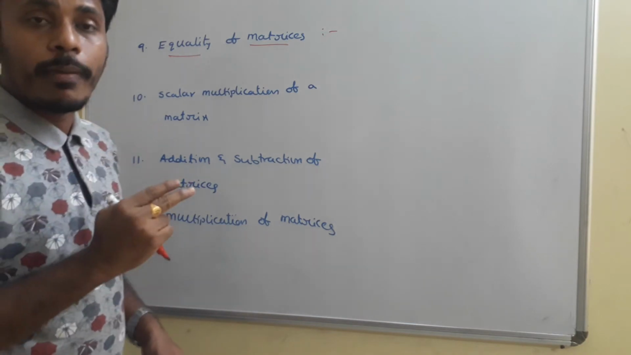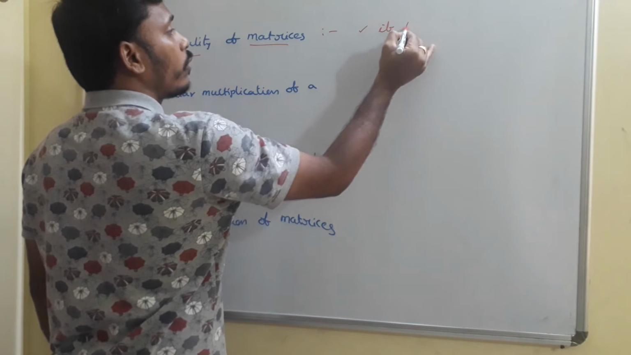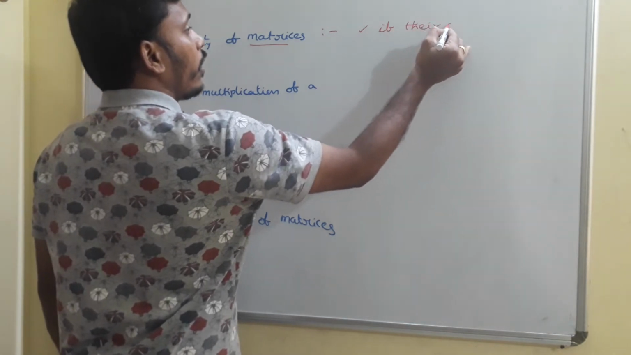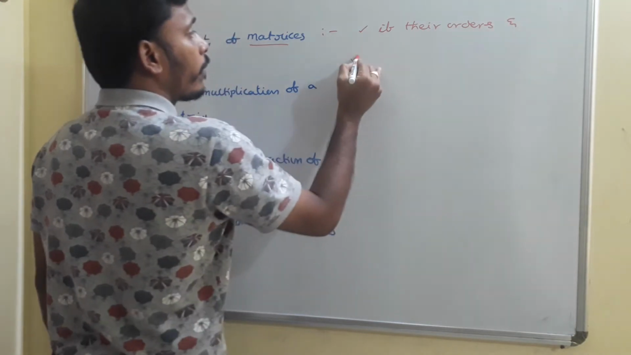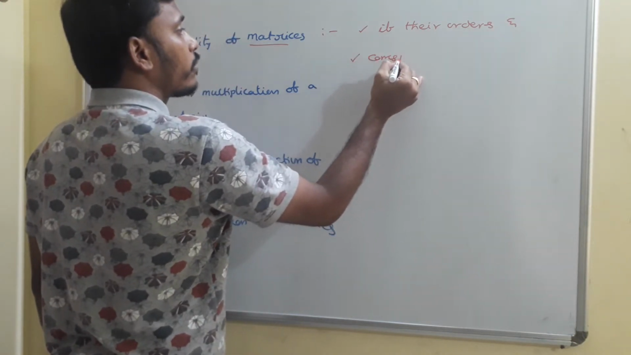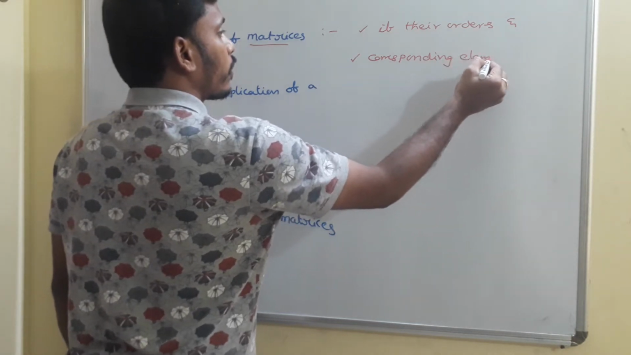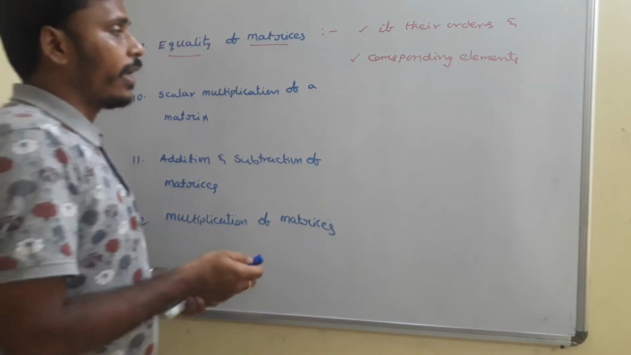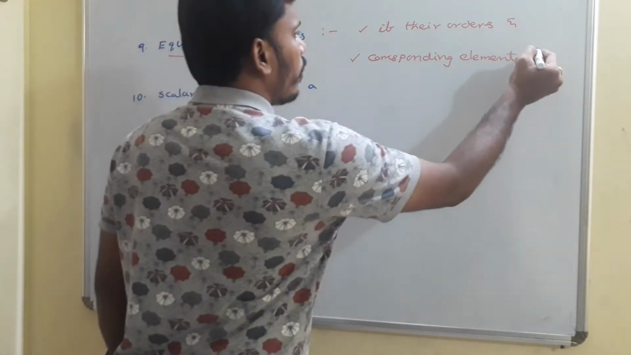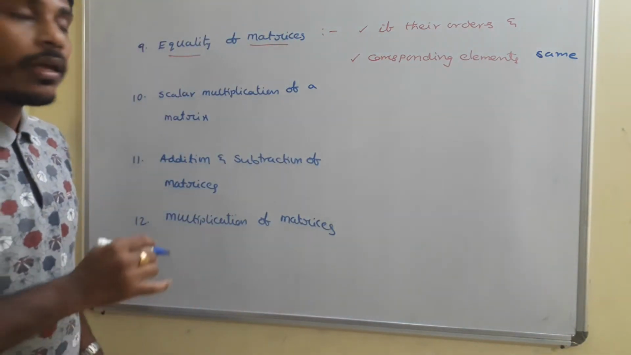We say two matrices are equal if their orders are equal as well as their corresponding elements are equal. Maybe you may say it as same. Then we call those two matrices equal matrices.